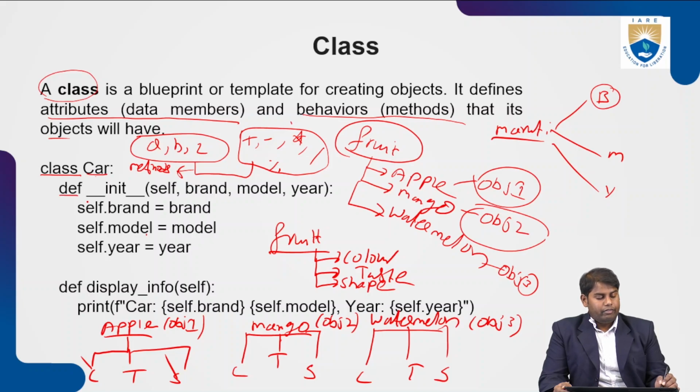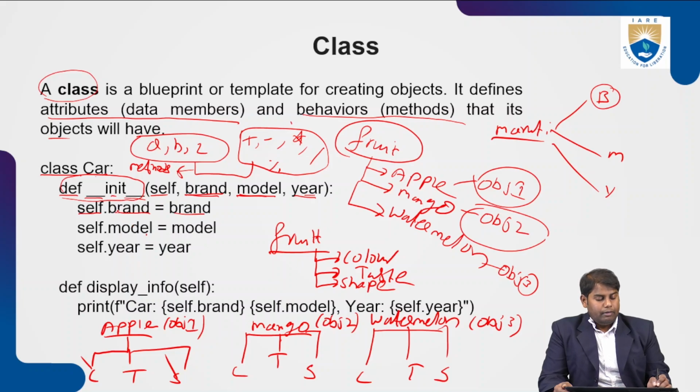Here you can see def, then double underscore init double underscore. This is a Python program. The meaning here is that it is defining a constructor. Here we have self, brand, model, year. Self is used because in a given program you may have multiple objects. Whatever attributes we have, the brand, model, and year, self dot brand is equal to brand.